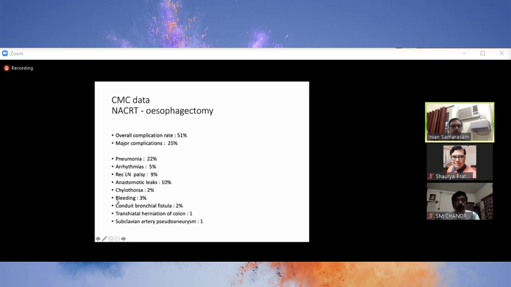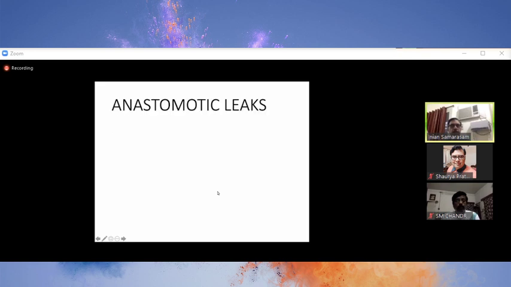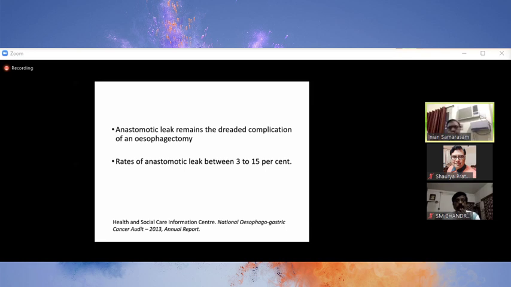If you look at the major complications, our nerve palsy is about 9%, anastomotic leaks about 10%, 2% chylothorax, bleeding about 3%, and the other rarer complications. So I'll start with anastomotic leaks. The anastomotic leak is one of the dreaded complications after an esophagectomy, even in the best of hands. And the rates of anastomotic leak are anywhere between 3 to 15% reported.